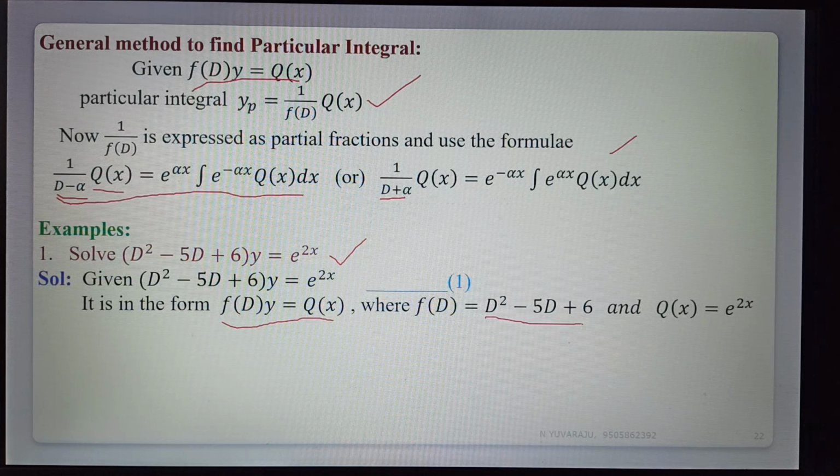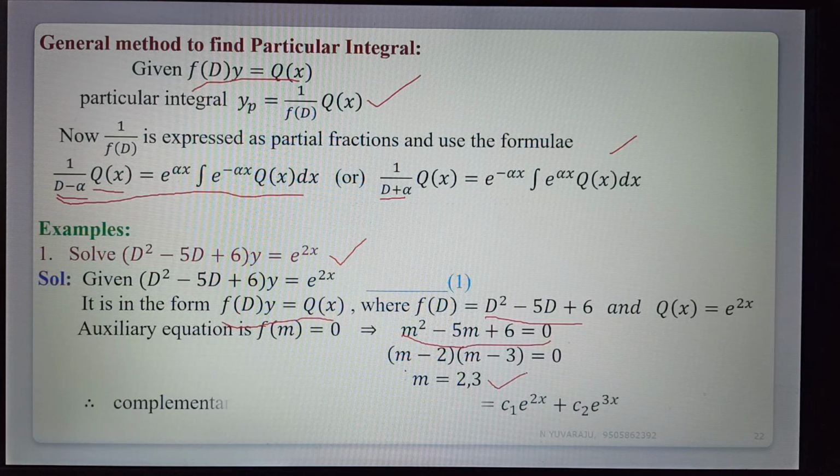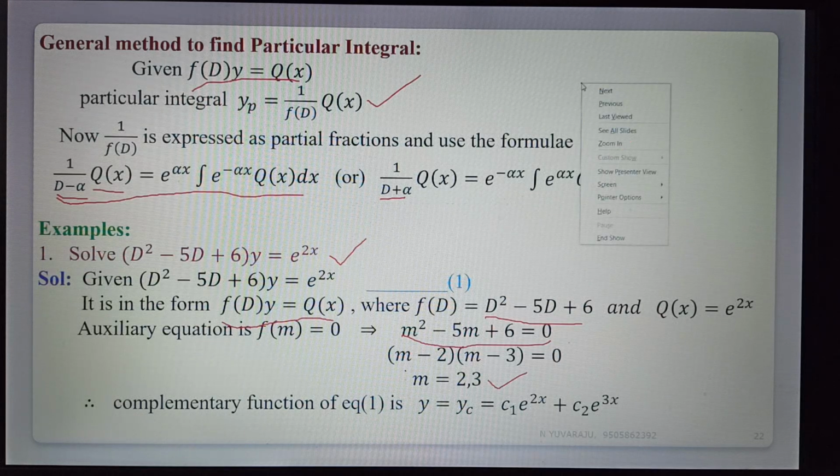First of all, we have to find the complementary function. Take the auxiliary equation f(m) = 0, that is m^2 - 5m + 6 = 0, and find the roots: m = 2, 3. These are real and distinct roots. Therefore the complementary function is yc = c1 e^(2x) + c2 e^(3x). Next, we find the second solution, yp.